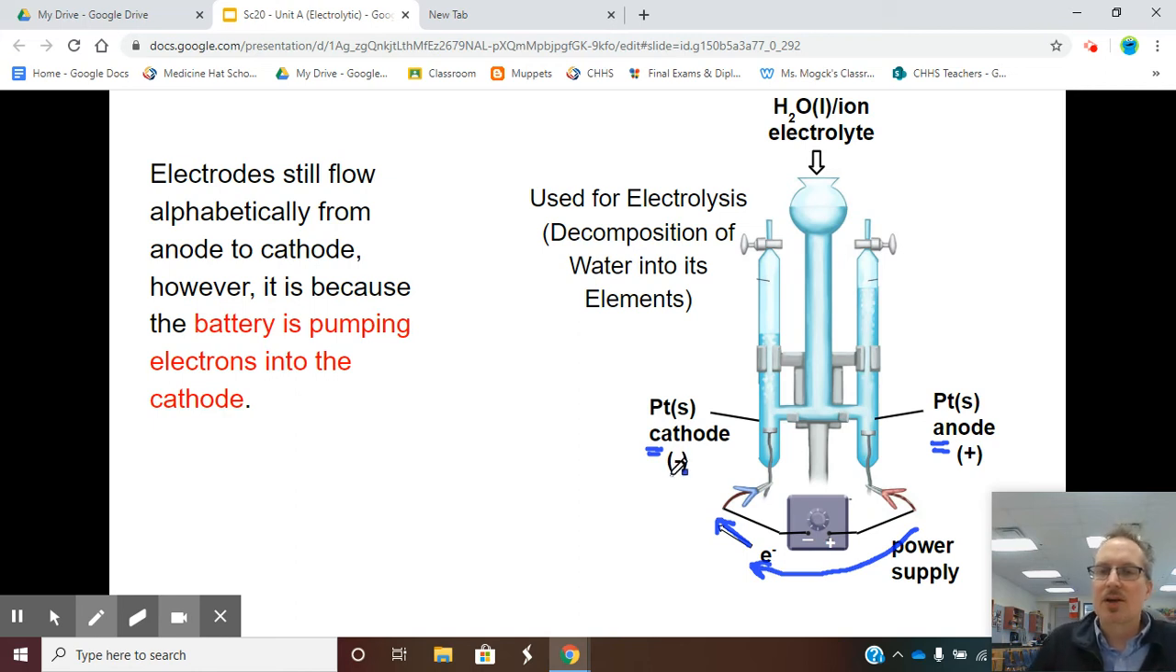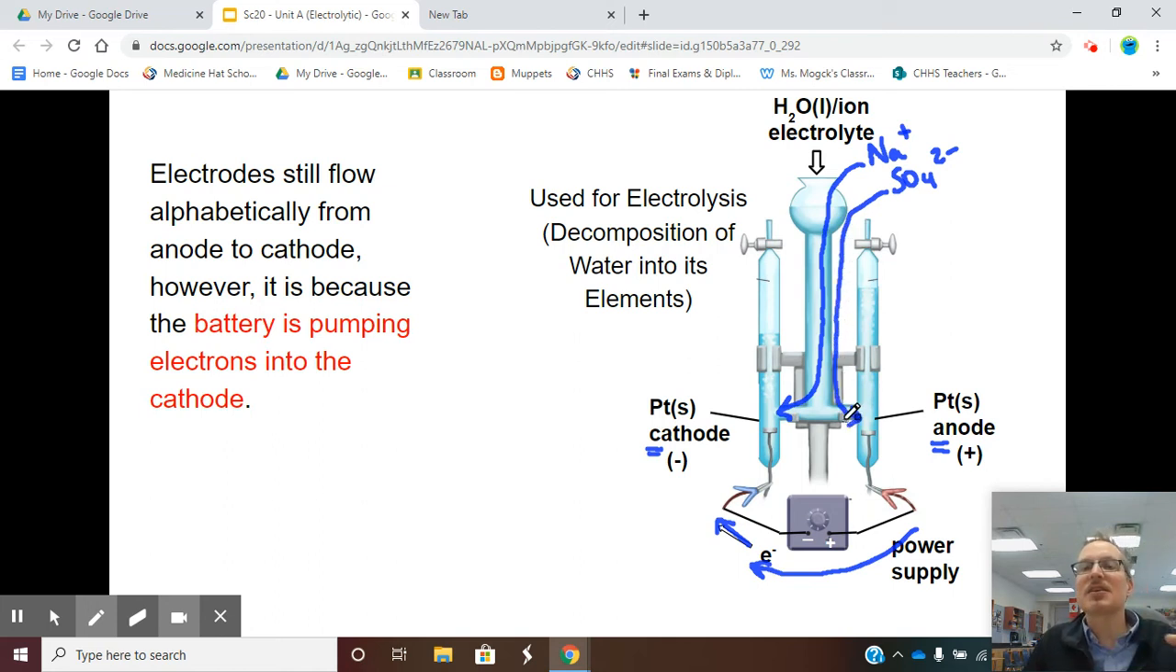Rule number 3. Goofy rule number 4: in this solution, because it's more than just water, I usually dissolve something else in here, because if I don't dissolve something else with ions, electricity won't flow through it. So we also put in the water sodium sulfate, some sort of electrolyte with ions. And so that allows my electrons to bounce around. Well, that means that my cation that's floating around in here is still going to be attracted to the cathode. My anion is still attracted to the anode. So cation still goes to cathode, anion still goes to anode.